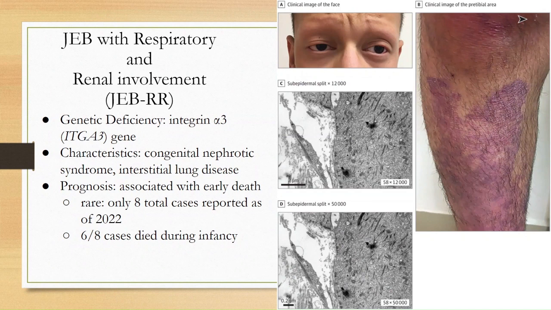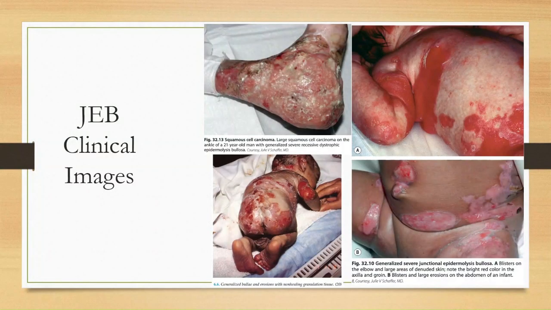There is also JEB with respiratory and renal involvement, or JEB-RR. This is an integrin alpha 3 mutation, or ITGA3 gene. You'll have a congenital nephrotic syndrome, interstitial lung disease, and this has an early death. This is a pretty rare disorder, so only 8 cases reported as of 2022, but it's important to know these things.